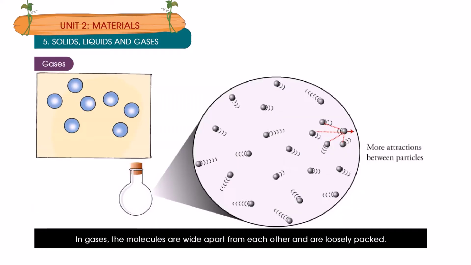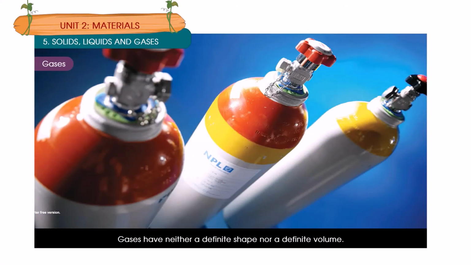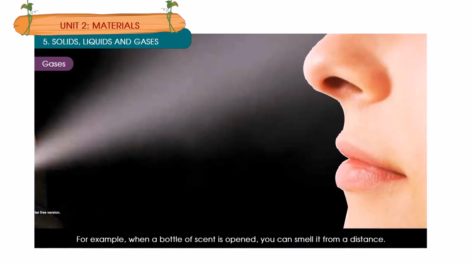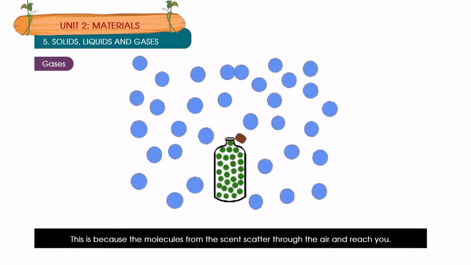Gases. In gases, the molecules are wide apart from each other and are loosely packed. They can move freely. That is why gases are not hard but move freely and spread everywhere. Gases have neither a definite shape nor a definite volume. For example, when a bottle of scent is opened, you can smell it from a distance. This is because the molecules from the scent scatter through the air and reach you.